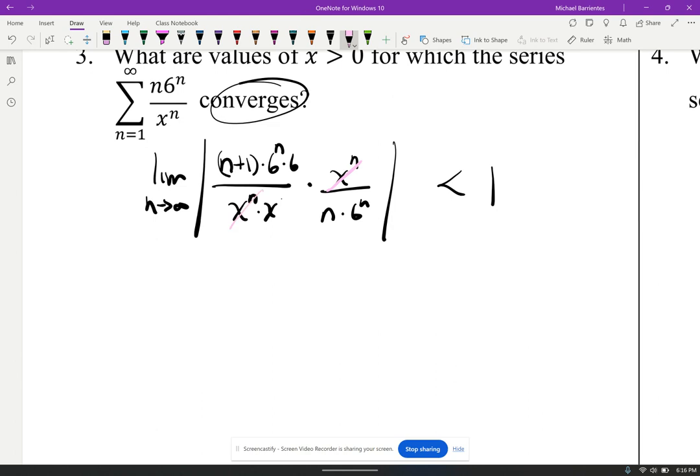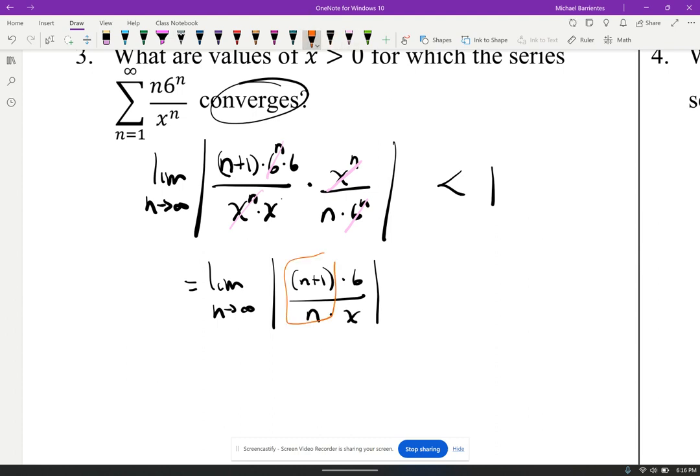I can reduce this and this. I can reduce this and this. So what's left? The limit as n approaches infinity of the absolute value of n plus 1 times 6 over n times x. Now, why did I switch the roles here? Because I wanted you to see the limit only affects n variables, not x variables. So when I take the limit of this, really, I'm just taking the limit of this, which is 1, and that leaves me with 6 over x, and 6 over x has to be less than 1.